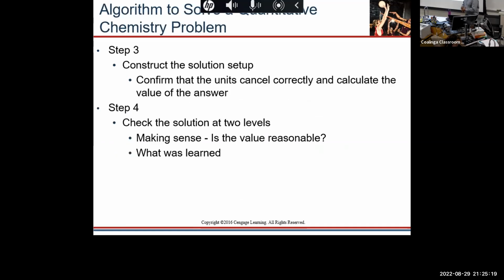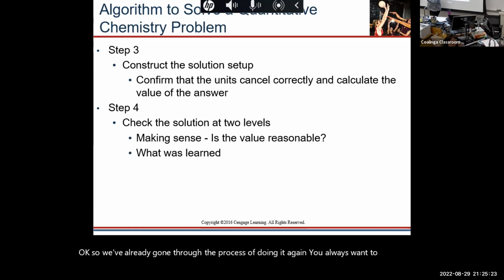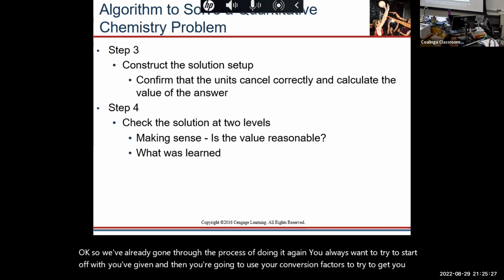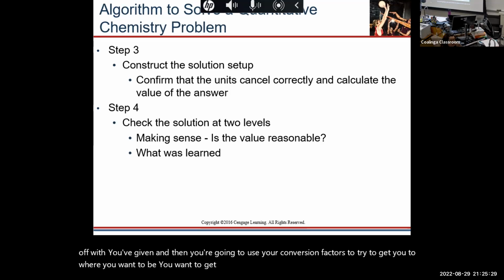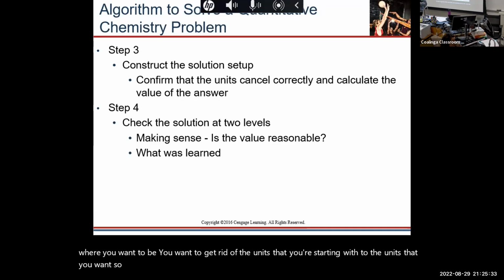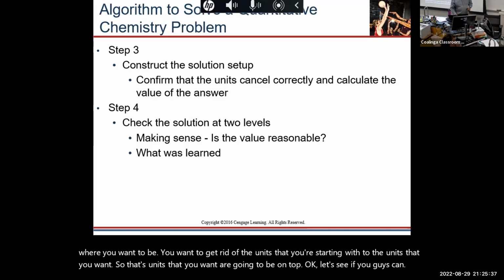Okay, so we've already gone through the process of doing it. Again, you always want to try to start off with the given, and then you're going to use your conversion factors to get you to where you want to be. You want to get rid of the units that you're starting with and get to the units that you want. So the units that you want are going to be on top. Okay, let's see if you guys can do this.